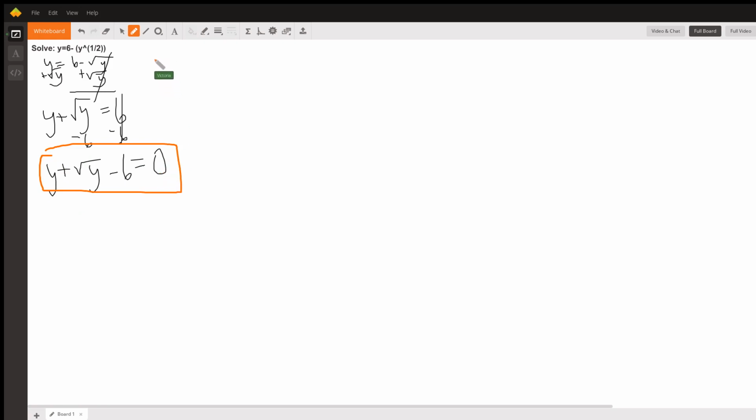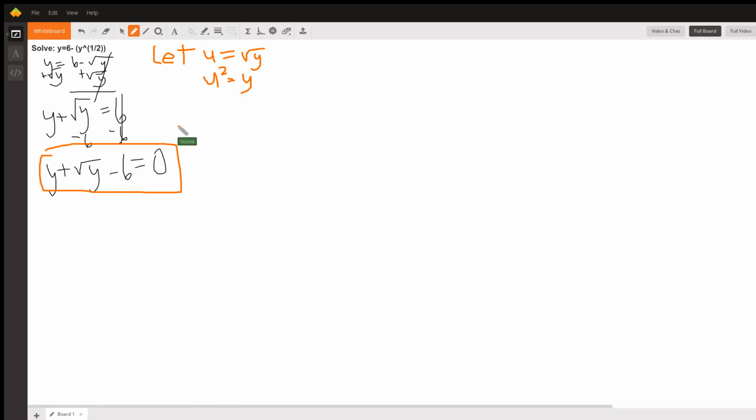Now, here's the trick. You let u equal the middle expression of y, because now if you square this, the square root of y squared is just y. And now you can write this as a quadratic.